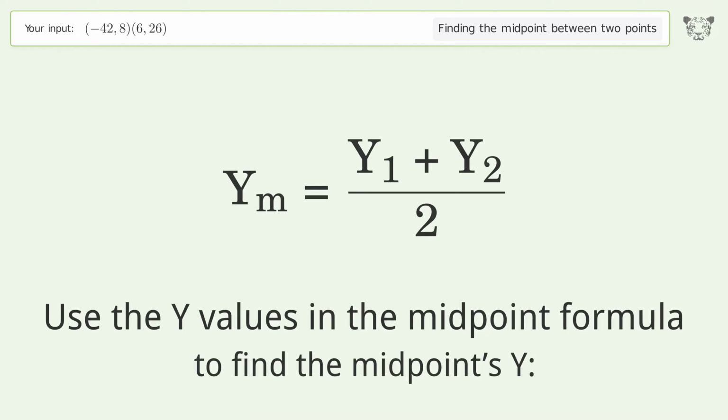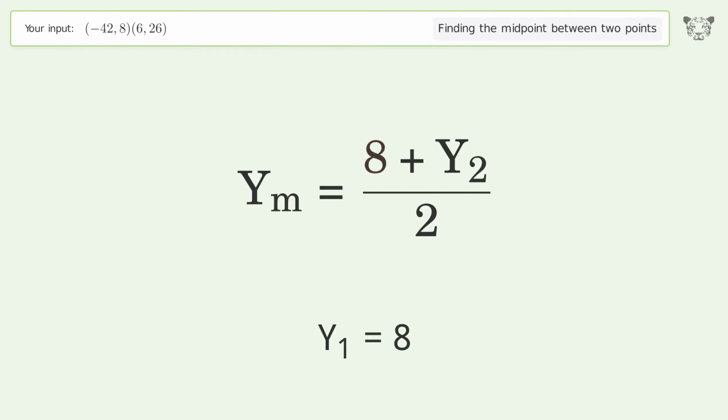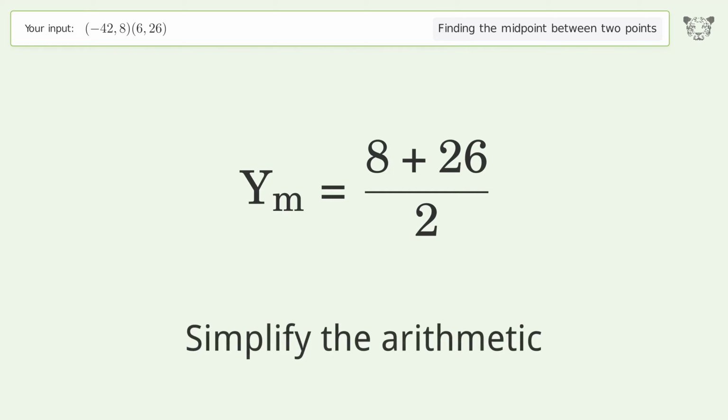Use the y values in the midpoint formula to find the midpoint's y. y1 equals 8. y2 equals 26. Simplify the arithmetic.